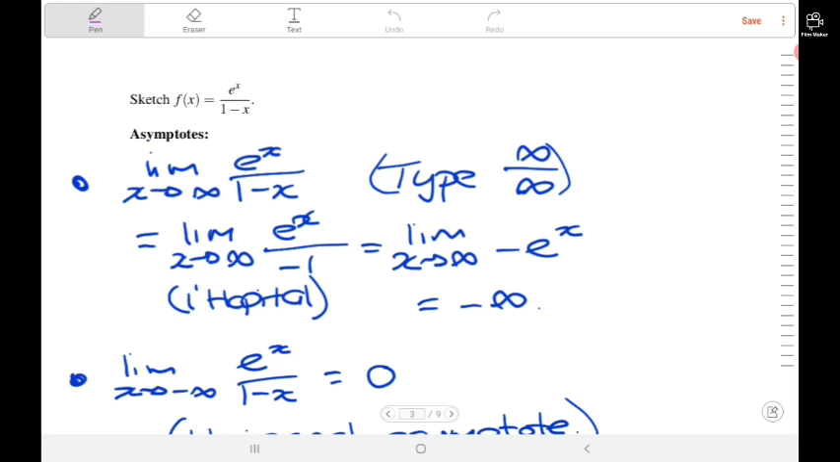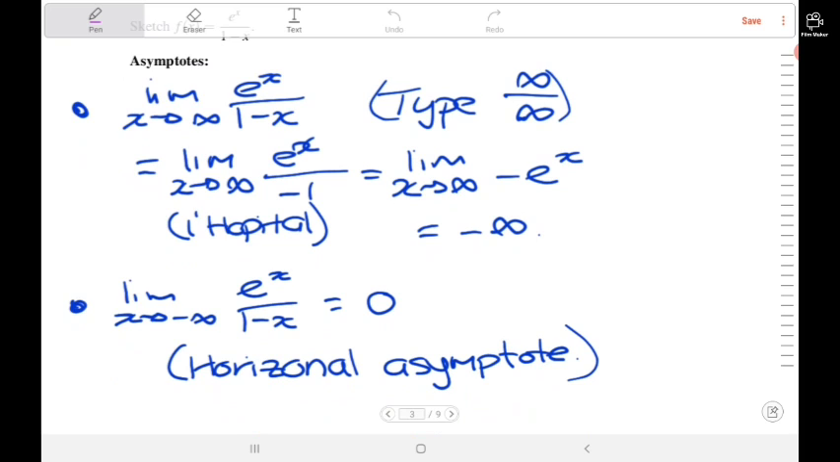Now we'd like to look at the other potential horizontal asymptote as x goes to negative infinity. The numerator, e to the power of x, we know goes to 0 as x tends to negative infinity. The denominator is tending towards infinity. And if we're dividing 0 by infinity, this gives us 0. So that means we have a horizontal asymptote of 0.